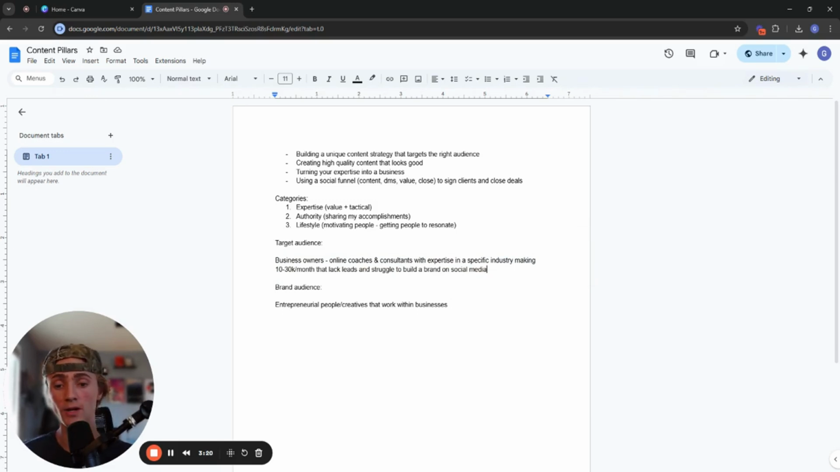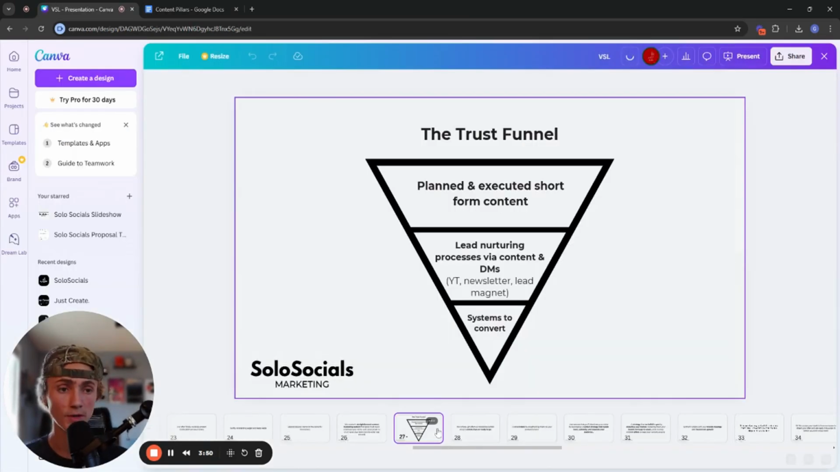And so another way to think about your brand audience is like, who knows these people? Who knows your ideal lead right here? Who's in the same room with them day to day? That would also be a good lead to reach. And so this is the first thing that you got to have right here. So here's a trust funnel right here.